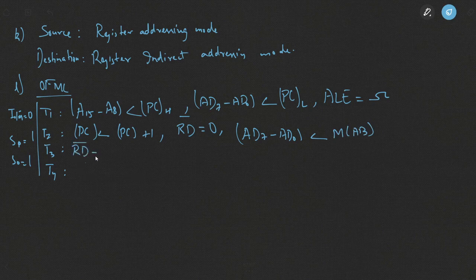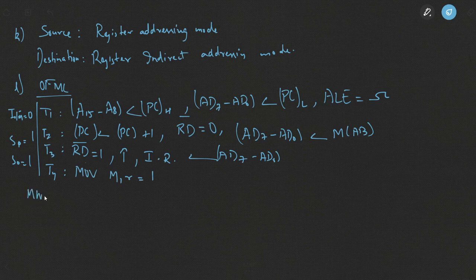In the T3 state, read is again disabled. The instruction register will be loaded with the contents of the data bus. AD7 to AD0 will be loaded onto the instruction register, and in the T4 state, finally the opcode will be triggered high. This is your opcode fetch machine cycle.